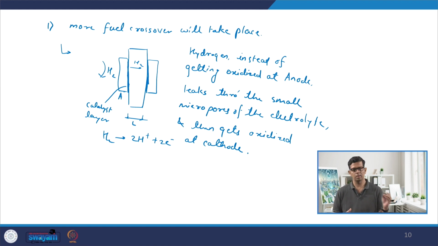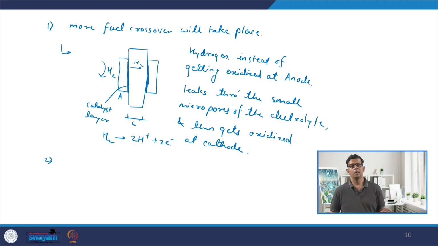So, if you want these electrons to reach the external circuit, we have to have this hydrogen getting oxidized at the anode side. So, we have to choose the electrolyte thickness such that the fuel crossover is minimum, and the resistance offered to proton transfer is also not very much. So, there is a trade off between fuel crossover and the proton transfer. This is with respect to the first consequence of having less thickness of the electrolyte.